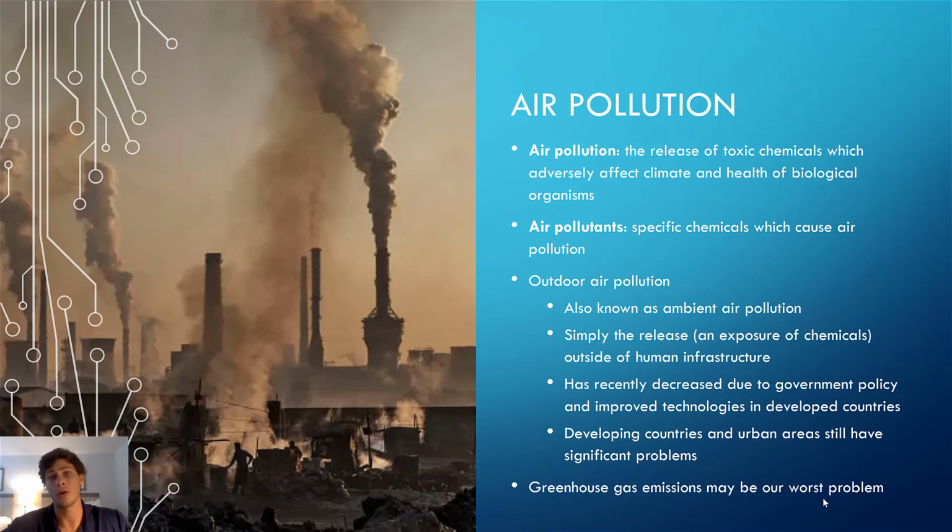Now, it's also useful to note that outdoor air pollution is somewhat different from indoor air pollution, something we're going to be talking about later. Outdoor air pollution, otherwise known as ambient air pollution, is the release of those toxic air pollutants in areas that are outside of human infrastructure. So outside of homes, outside of buildings, basically into the broader environment, not inside the indoor human environment.